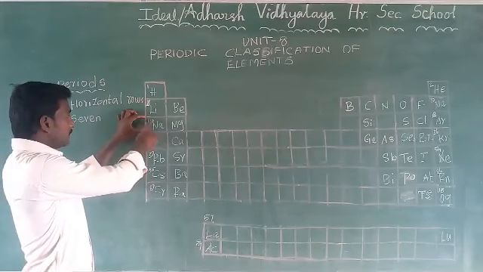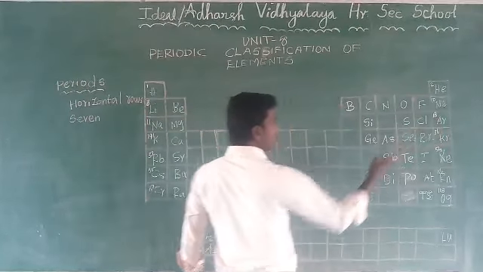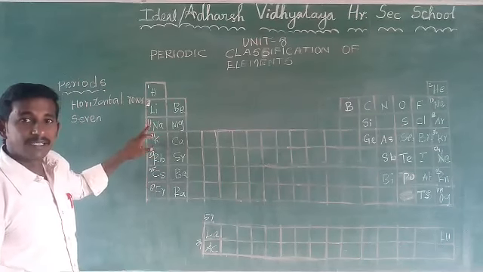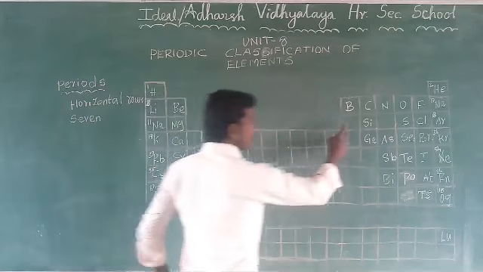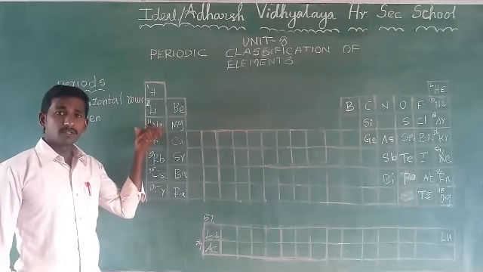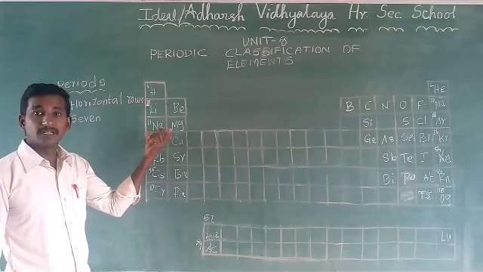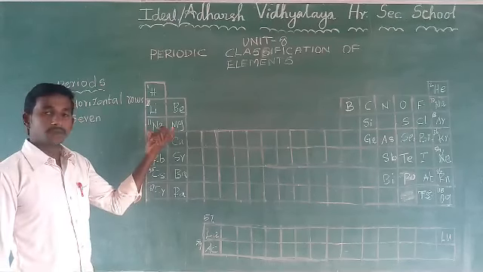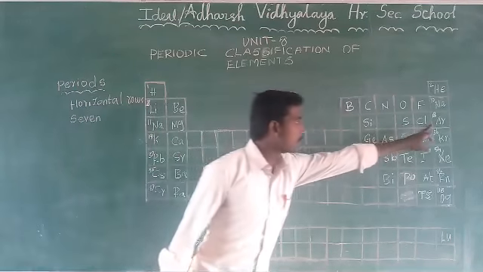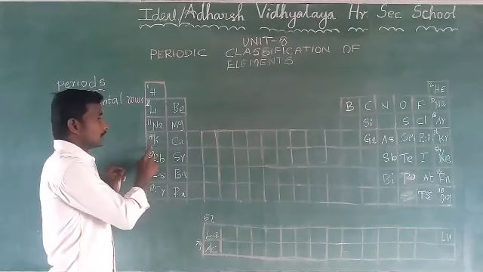Okay. Next, the third period. Here atomic number 11 to 18. It also contains 8 elements: 1, 2, 3, 4, 5, 6, 7, 8. So the third period also contains 8 elements, so this is also a short period, from the element sodium to argon.